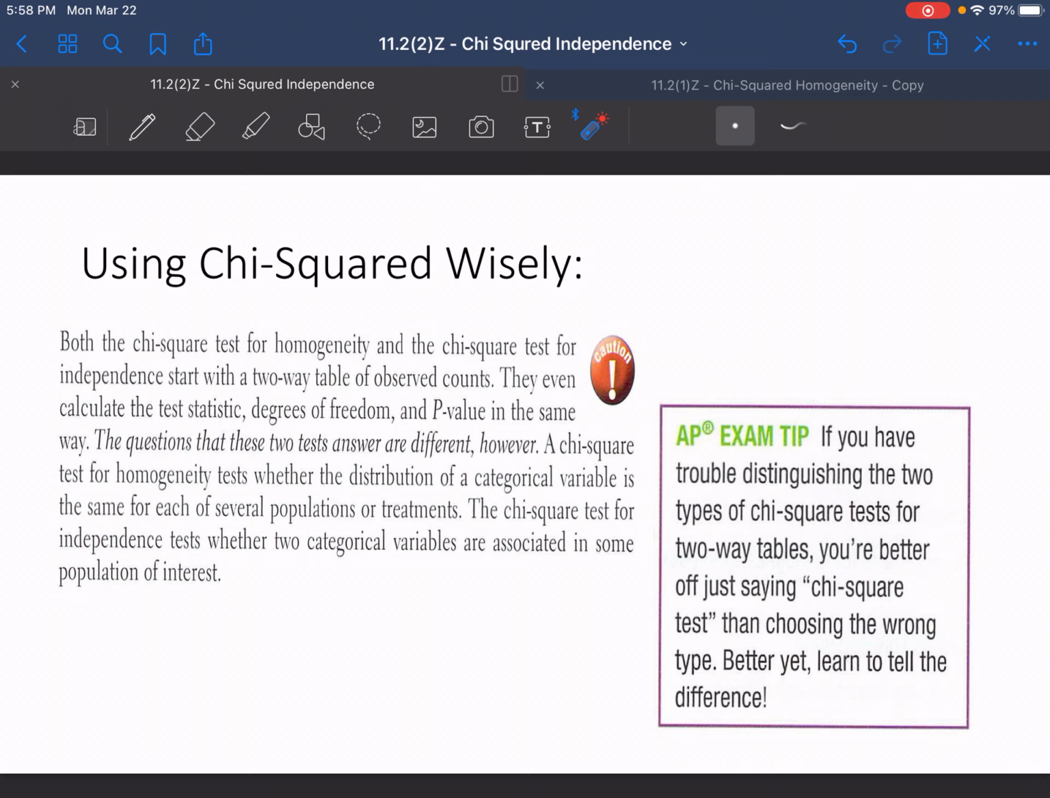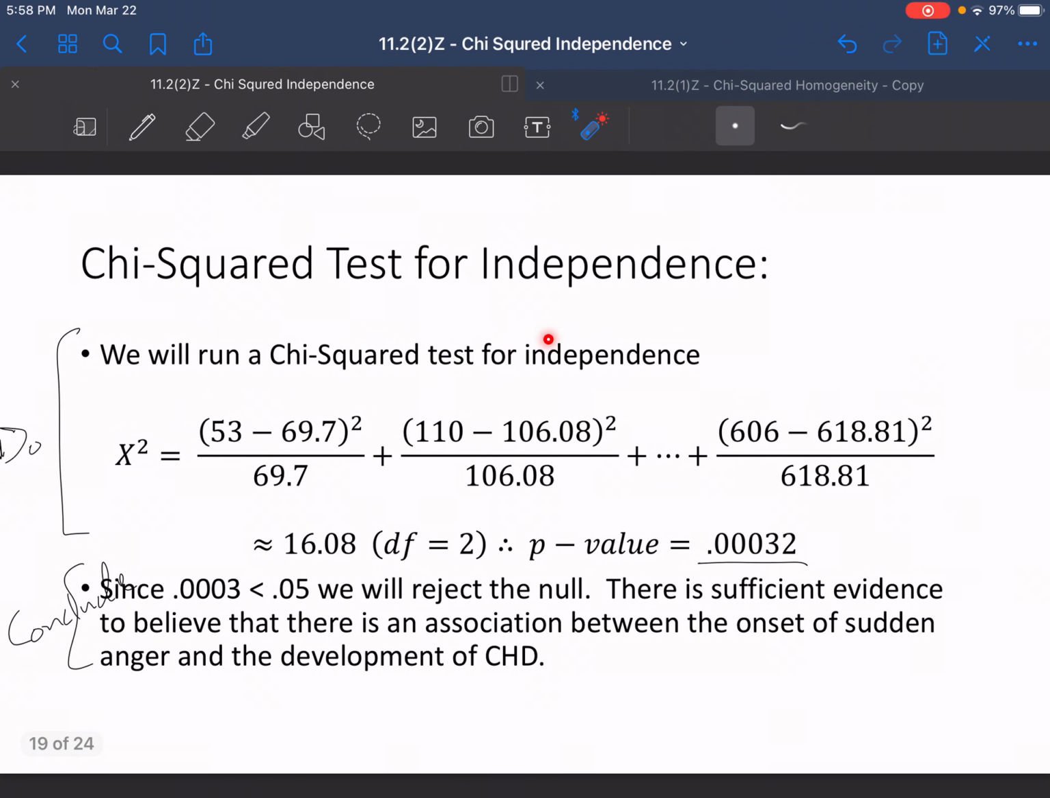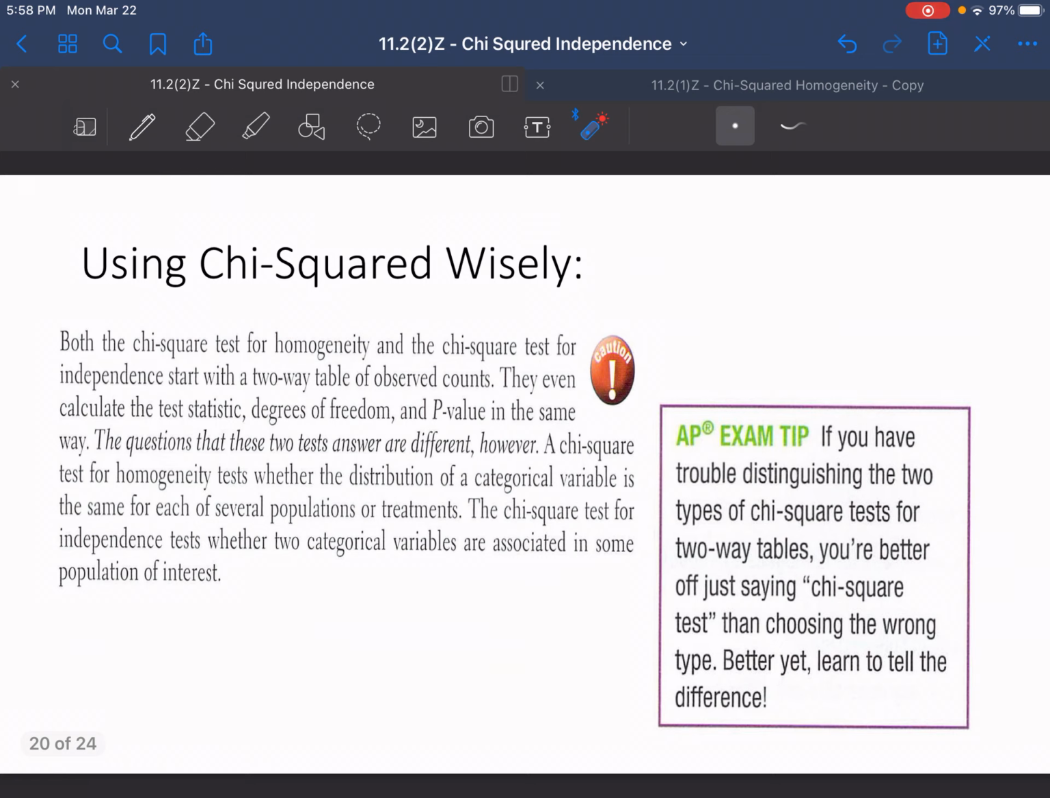But if you have trouble distinguishing those two types of chi-squared tests for two-way tables, you're better off just saying that we are going to run a chi-squared test as opposed to a chi-squared test for homogeneity or independence, than just stating the wrong type. So if you don't know which one to run when you're actually stating in the problem, just say that you're running a chi-squared test because it's going to be better than saying the wrong one. Okay. So yeah, that's pretty much it.